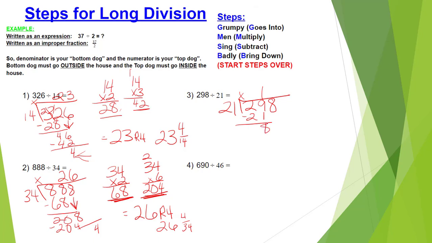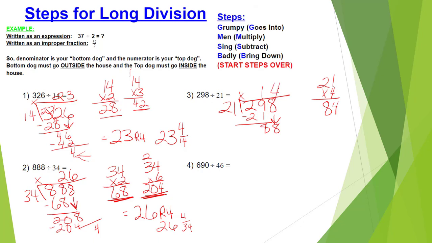Subtract. Bring down. Start steps over. Goes into. How many times can 21 go into 88? Well, it can go 4 times. Let's go over here and check 4. 21 times 4. 1 times 4 is 4. 4 times 2 is 8. So it can go 4 times.